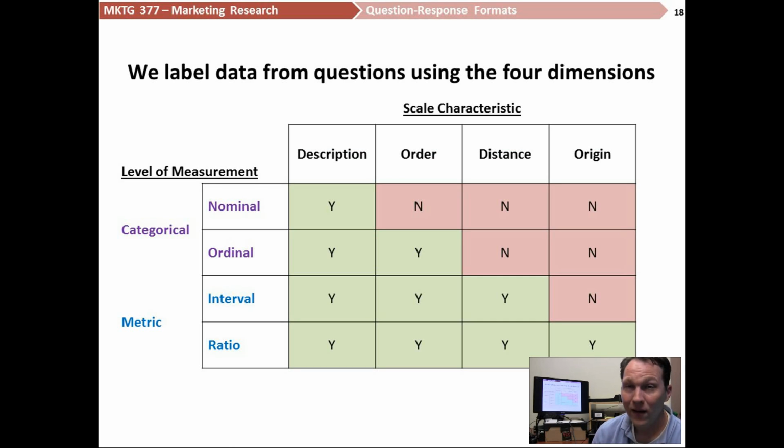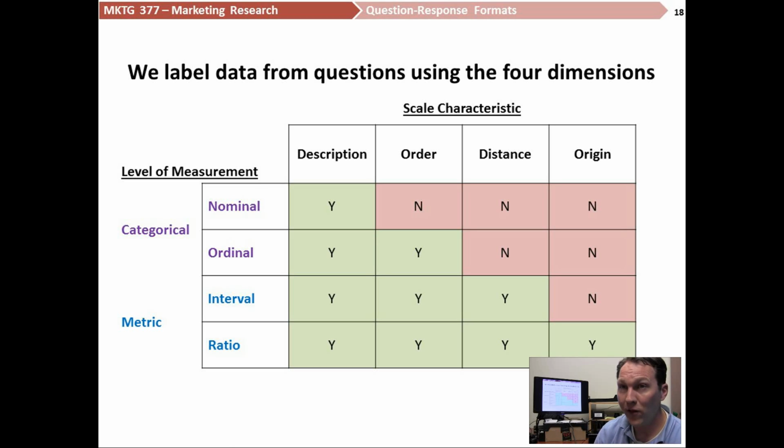Okay. I know that can get a little confusing. Please refer to the notes if you get confused on that. But what I want you to understand is that we have 4 different labels that we use to describe either the types of questions or the types of data that they generate, based on whether they have the presence of description, order, distance, and origin.